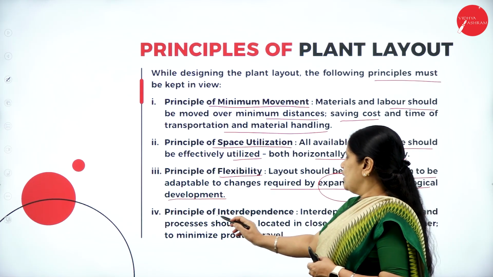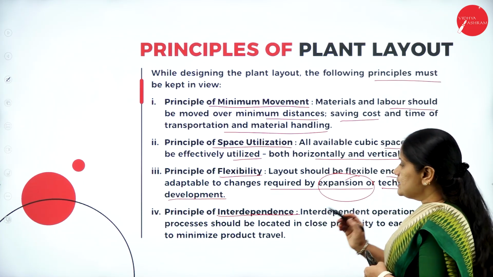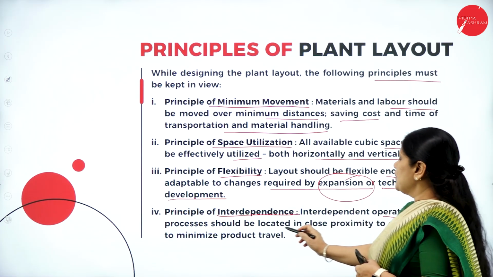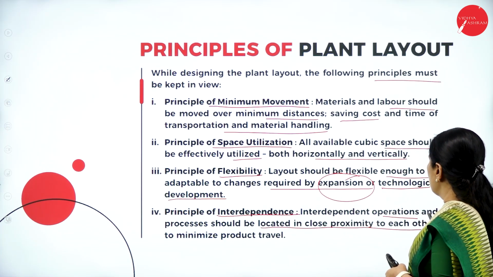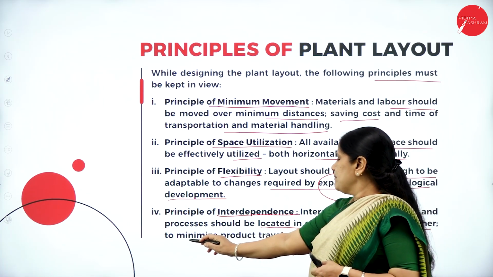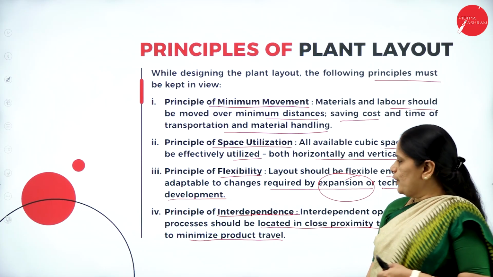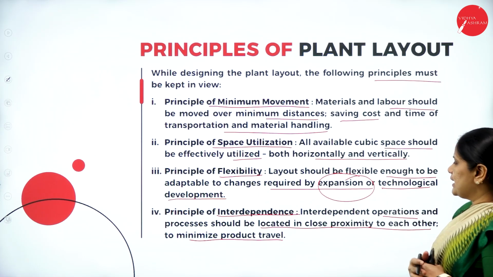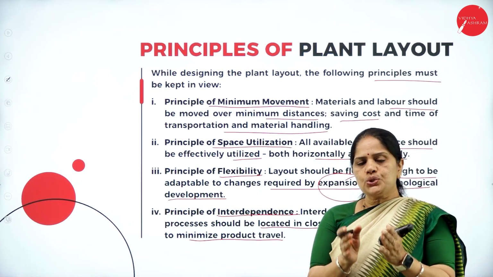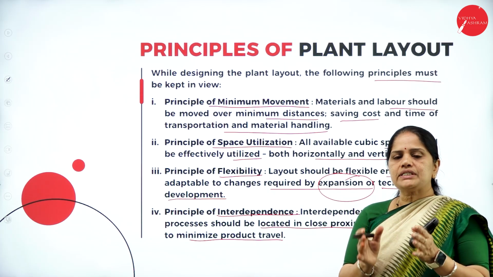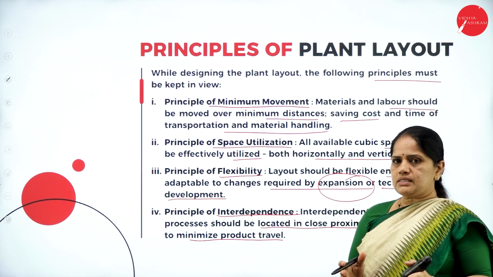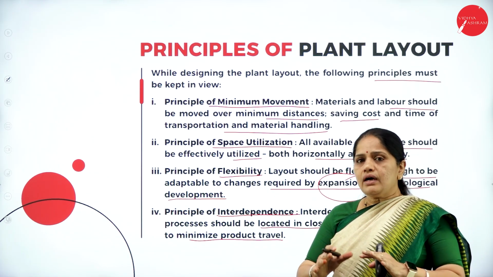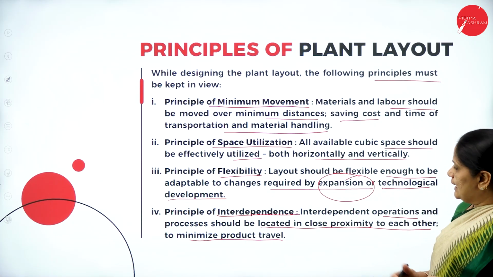Then the principle of interdependence. Now what is this principle of interdependence? Interdependent operations and processes should be located in close proximity to each other to minimize the product travel. Whatever tools and whatever labor are necessary for each of the processes should be kept in proximity, so that there is no movement of material and labor.